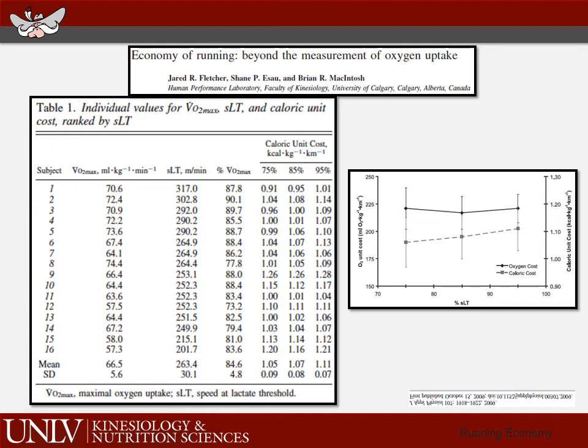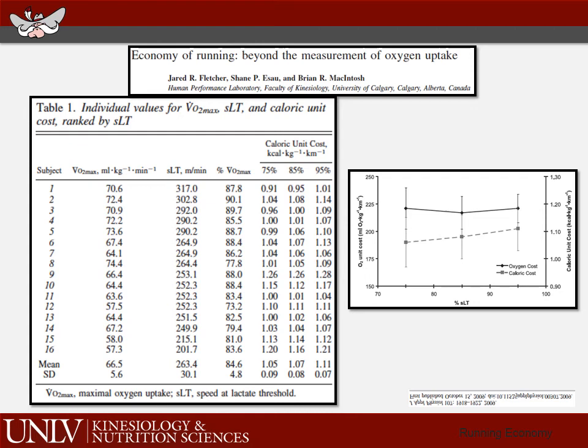Subject 1 is running faster than 3, but it cost him less to run at that speed, which is faster. Subject 3 is at a slower speed, but it cost him more, right? So in caloric unit cost, they're burning more calories at that speed for subject 3. So this kind of shows you the idea of lactate threshold training making you more economical at a particular speed or distance. So this is a relative concept of VO2 max or running economy, right?